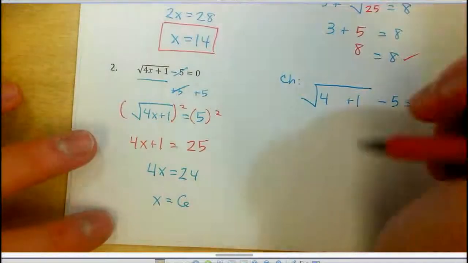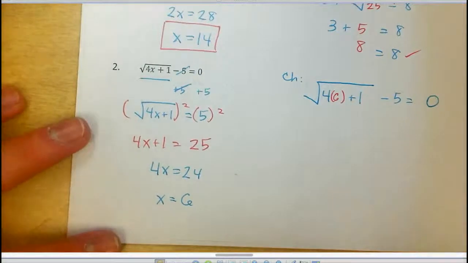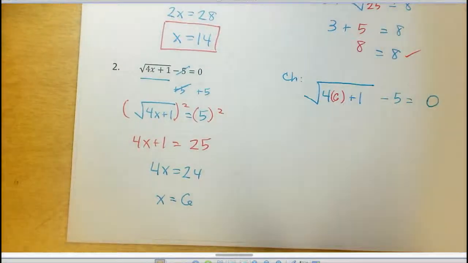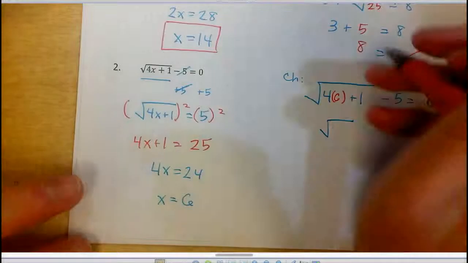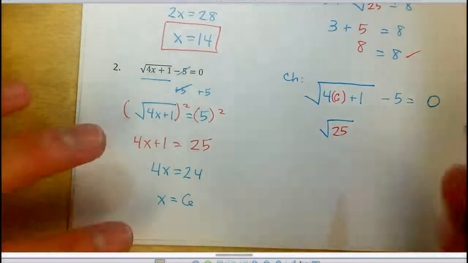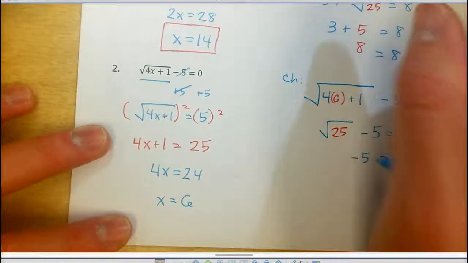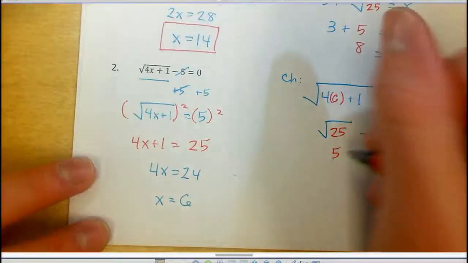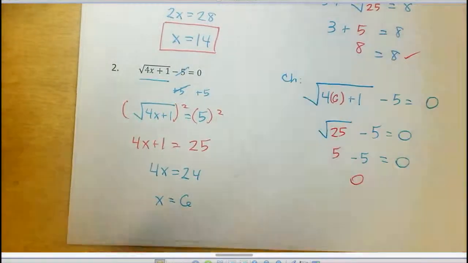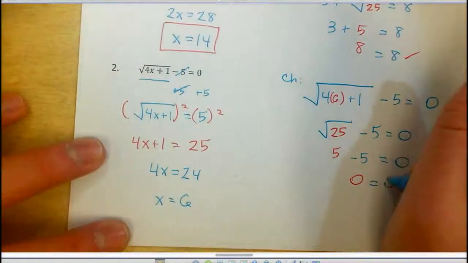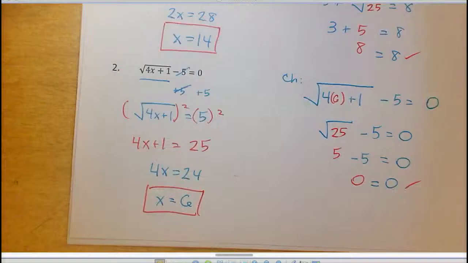Again, I want to check my answer just to be safe. So we're going to check the radical of 4 times 6 plus 1, subtract 5 equals 0. This is going to give me radical 25 minus 5 equals 0. Radical 25 is just 5. So we get 5 minus 5 equals 0. And in fact, 5 minus 5 is equal to 0. So this one does check out. So we can say our answer is x equals 6.